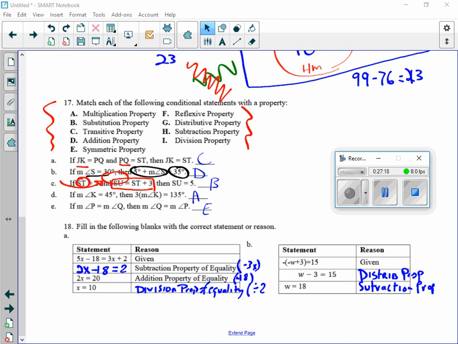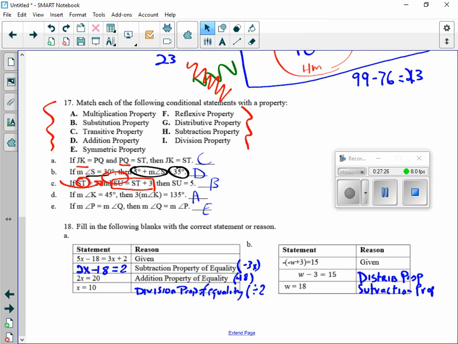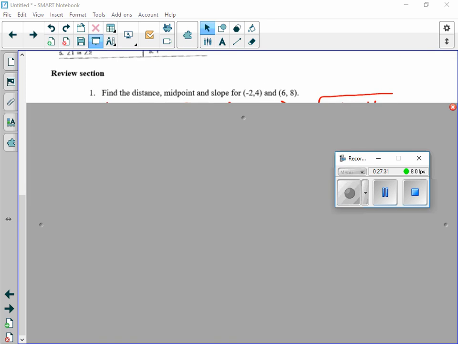All right, there you have it. It's pretty self-explanatory. Hopefully you can figure it out from what I wrote. I have the division property down here at the bottom. I have the distributive property, kind of abbreviated as the subtraction property. All right, we're going to skip the next few proofs and we're going to jump down to the review section.